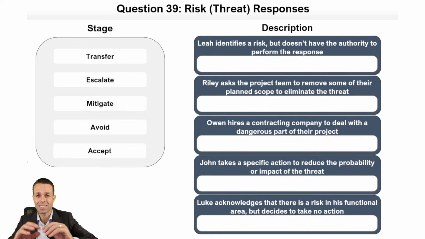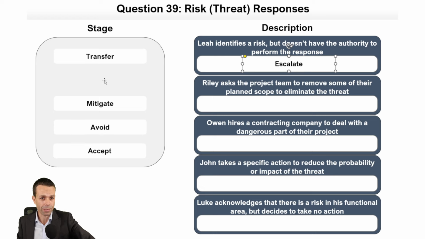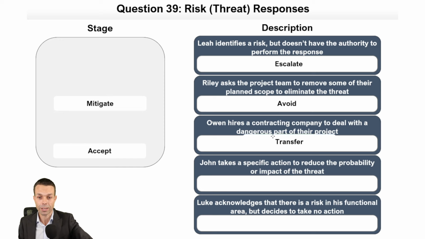And we've got some of the best stuff out there. It is risk, our favorite thing. Leah identifies a risk, but doesn't have the authority to perform the response. Leah needs to escalate this because it's outside of her control. Riley asks the project team to remove some of their planned scope to eliminate the threat. They are avoiding the threat because they're not doing that part of the project that would lead to the threat. Owen hires a contracting company to deal with a dangerous part of their project. He is transferring the threat to a third party. John takes specific action to reduce the probability or the impact of the threat. He is mitigating the threat through his actions.